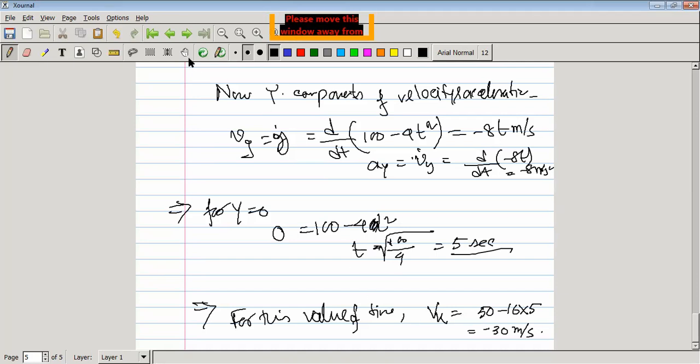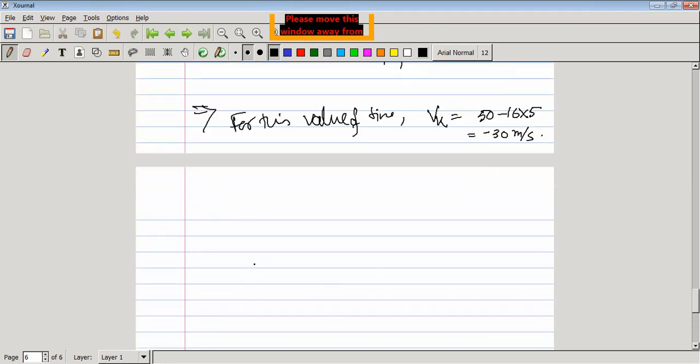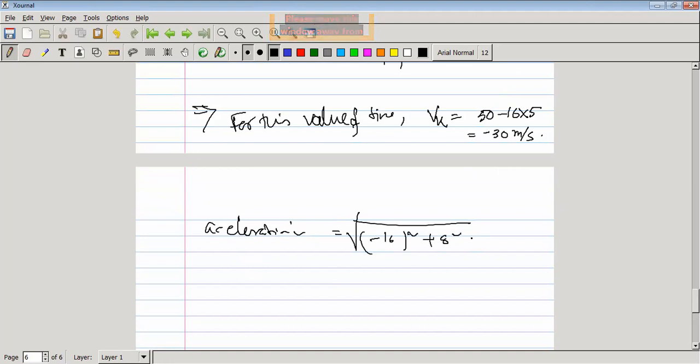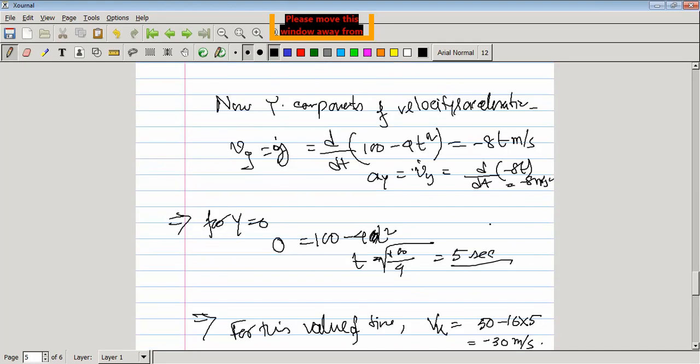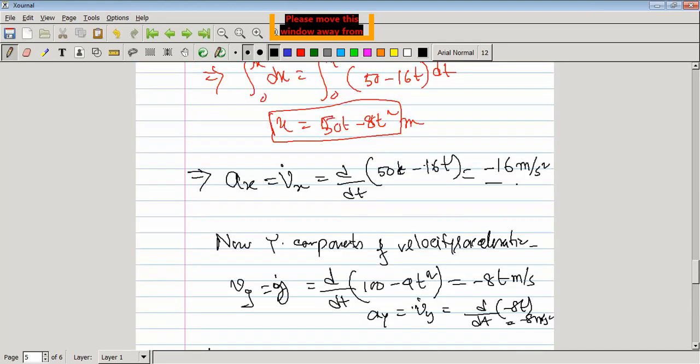So acceleration is how much? Acceleration is root over of minus 16 square plus 8 square. It is 17.9 meter per second square. It will come, why? Because minus 16 is the ax component and this one is the ay, along x and along y. See, this is your ax minus 16 and this is your ay, minus 8.